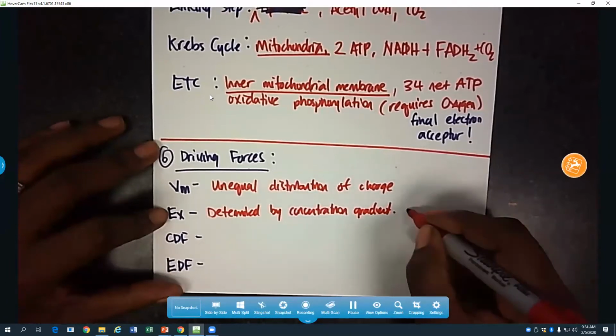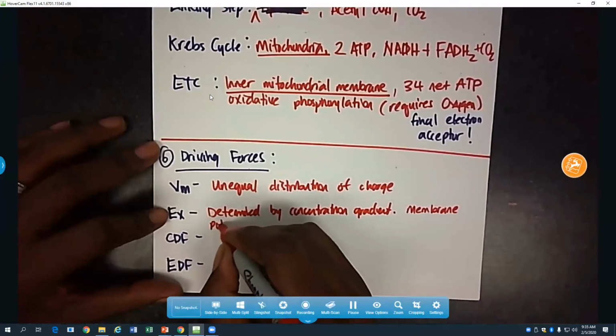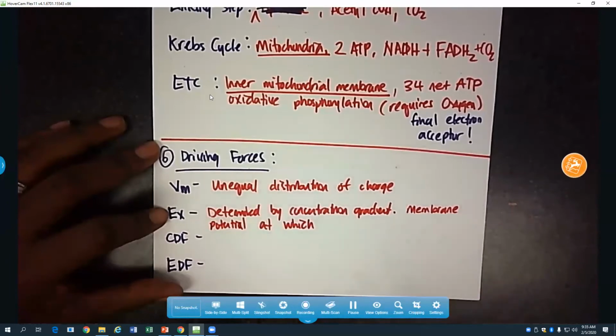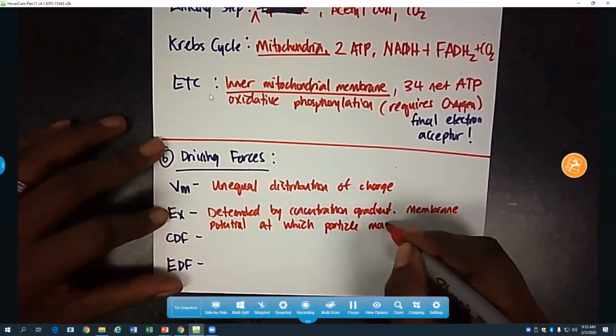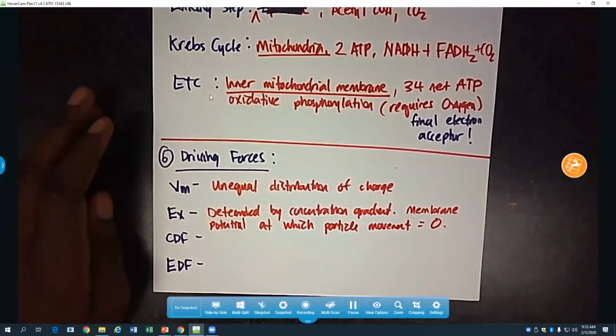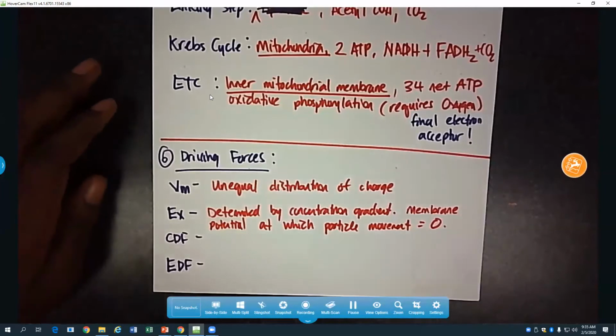And this is basically the membrane potential at which particle movement is equal to 0. For example, we said that potassium's equilibrium potential was -94. So at that membrane potential at -94, there is no movement of potassium because the chemical driving force is equal and opposite to the electrical driving force. So that was really determined by the concentration gradient.